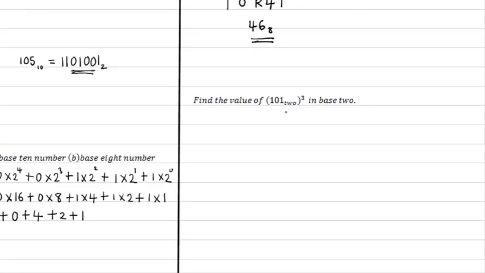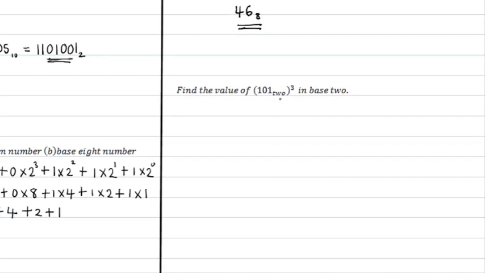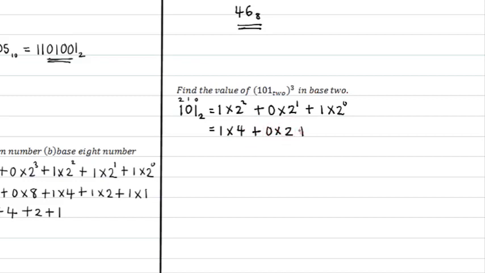So let's solve this last problem. Find the value of 101 base 2 raised to power 3 in base 2. First of all, we need to get the base 10 of this. That is 101 base 2 equal to 1 times 2 raised to power 2 plus 0 times 2 raised to power 1 plus 1 times 2 raised to power 0, which is equal to 1 times 2 times 2, 4, 0 times 2, plus 1 times 1, since 2 raised to power 0 is 1. So here will be 4 plus 0 plus 1, which will give us 5 base 10.